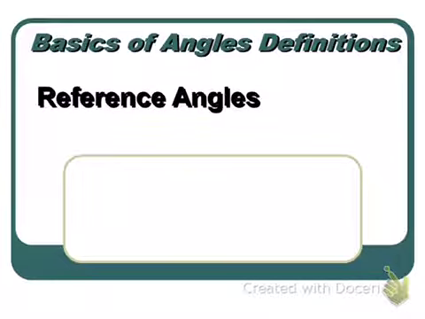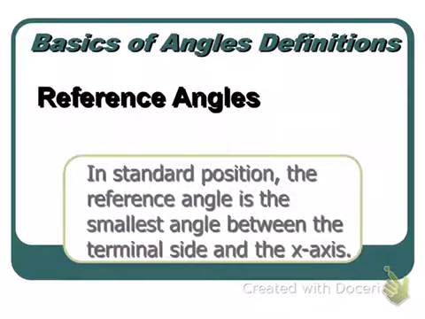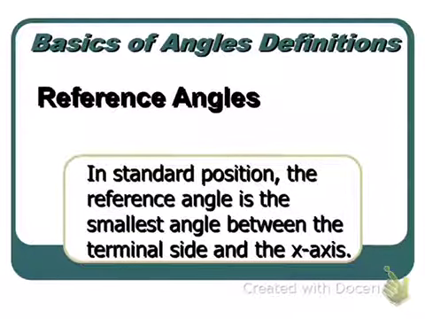Reference angle, by definition, is the smallest angle between the terminal side of the angle and the x-axis. All right? Now, it's important. Two important words here, most important words, smallest and x-axis. X-axis is extremely important. The smallest angle between the terminal side and the x-axis. Okay, that's the reference angle.